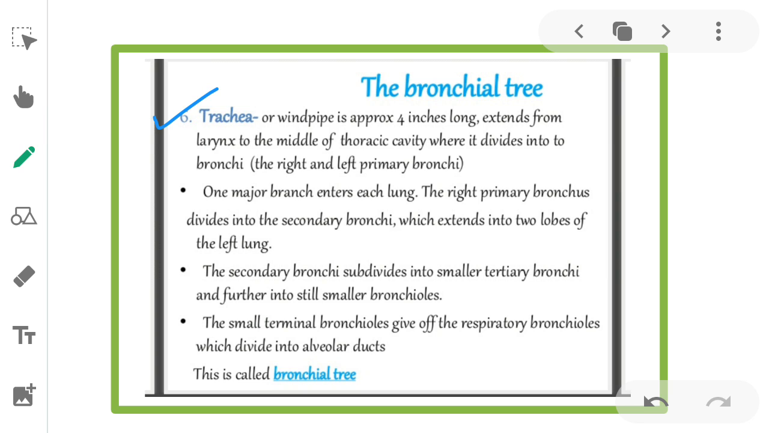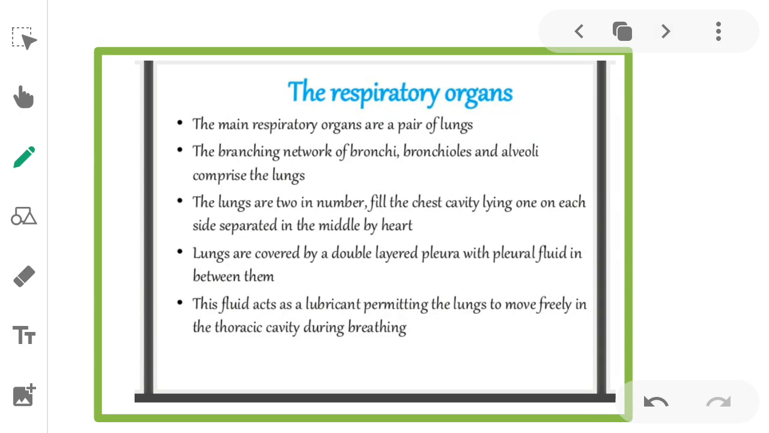Then the secondary bronchi divide into smaller tertiary bronchi and further into smaller bronchioles. The small terminal bronchioles give off the respiratory bronchioles, which divide into alveolar ducts, which form the alveoli. So this is called the bronchial tree, where the trachea divides into primary bronchi, secondary bronchi, tertiary bronchi, then bronchioles, and then into alveoli.